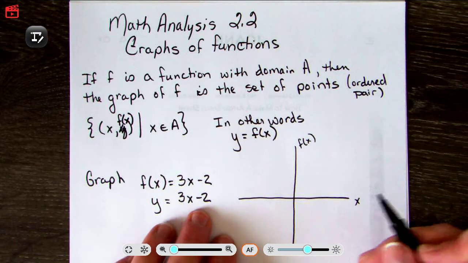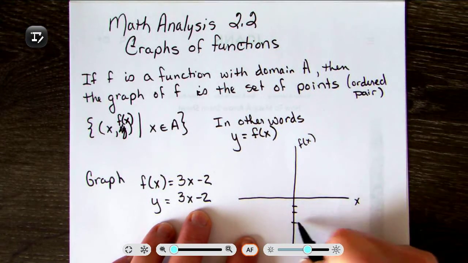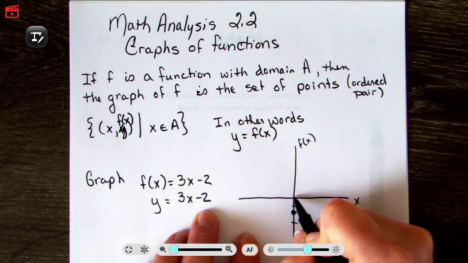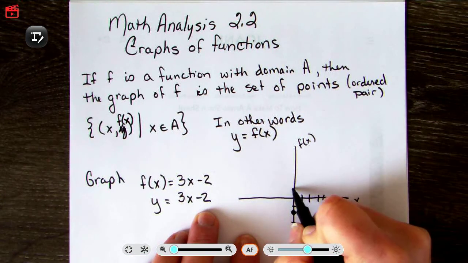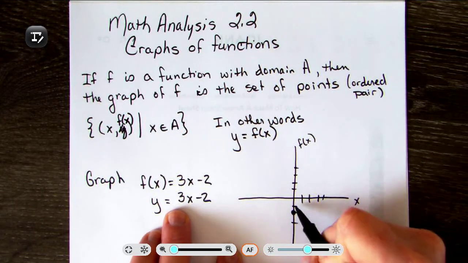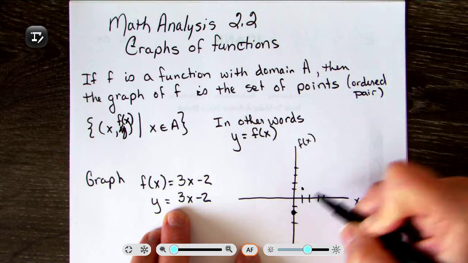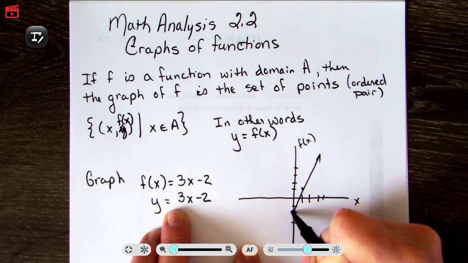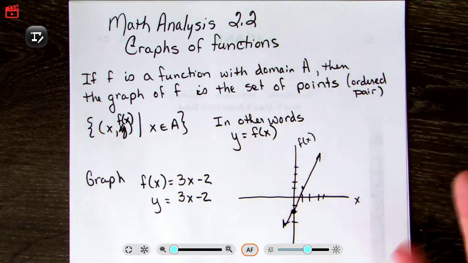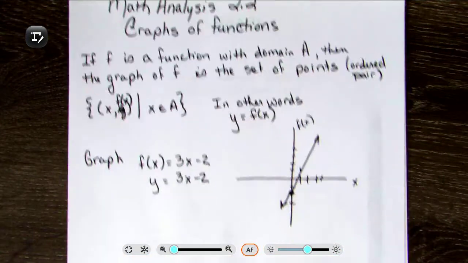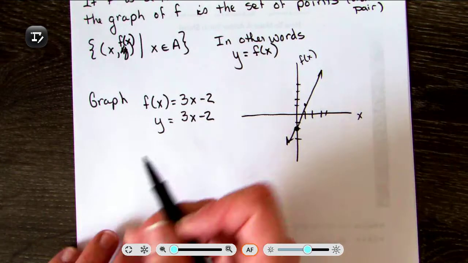But again, we said this was a straight line, y-intercept of -2, slope of 3, so we can go up 3 over 1, connect our dots, and we get the graph of this function. So we can graph functions.